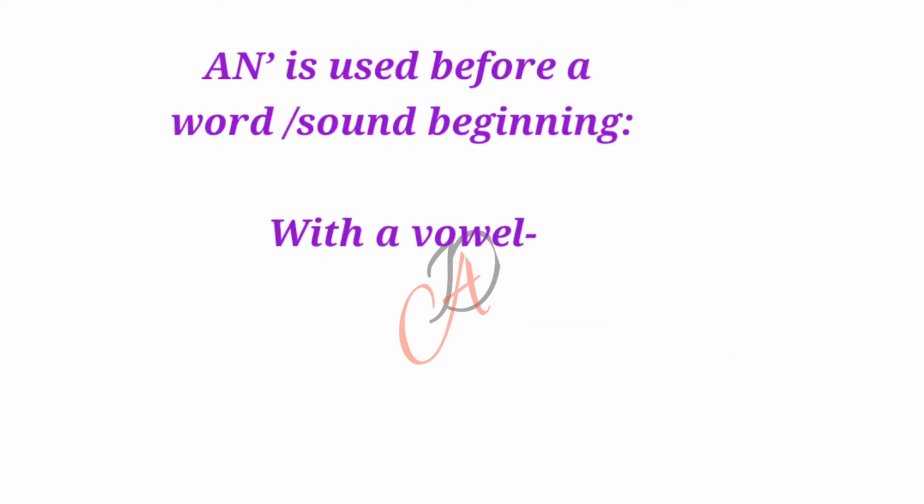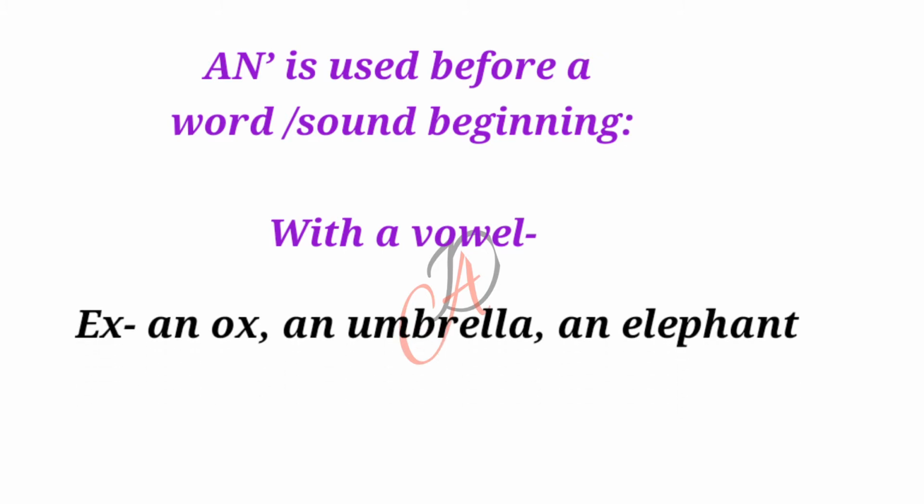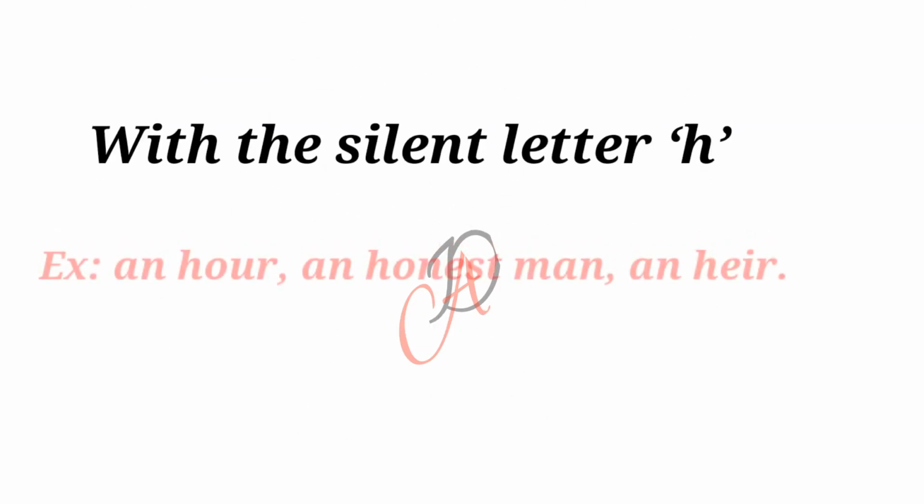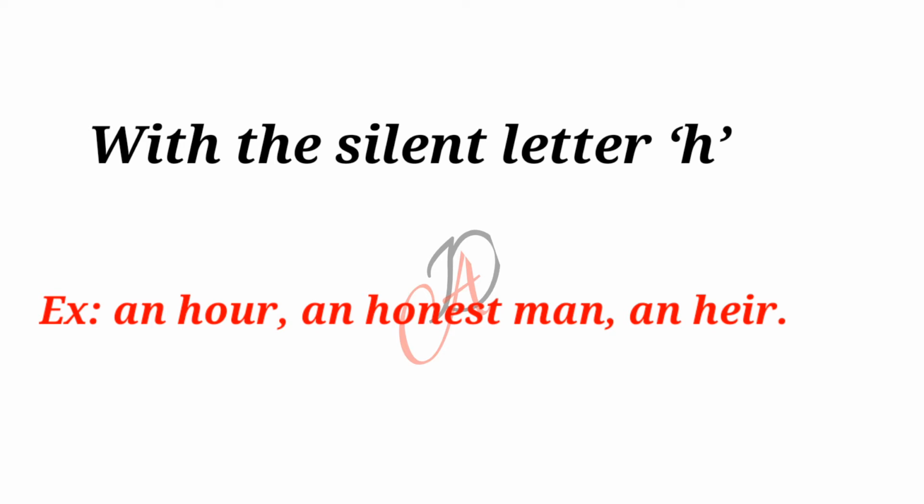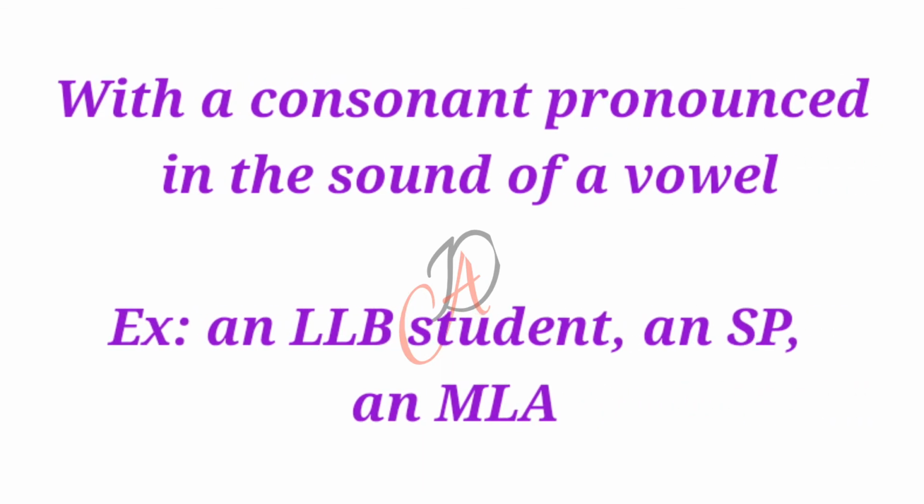Rule number two, an is used before a word or a sound beginning with a vowel. For example, an ox, an umbrella, an elephant. But when we use a word with a silent letter H, for example, an hour, an honest man, an heir, here we use an though the word starts with a consonant, because these words take the sound of a vowel: hour, honest, heir. It is also used with consonants pronounced with the sound of a vowel. For example, an LLB student, an SP, an MLA.